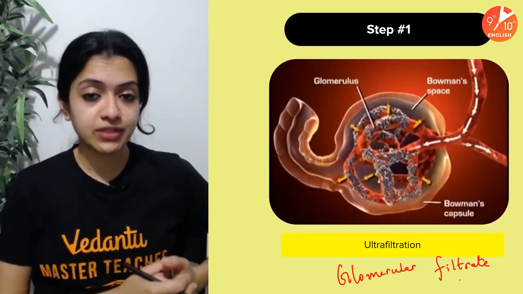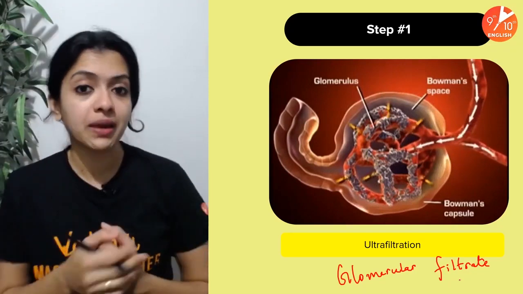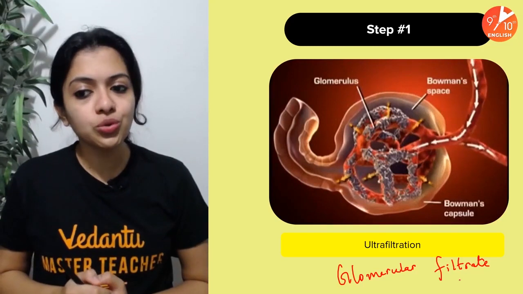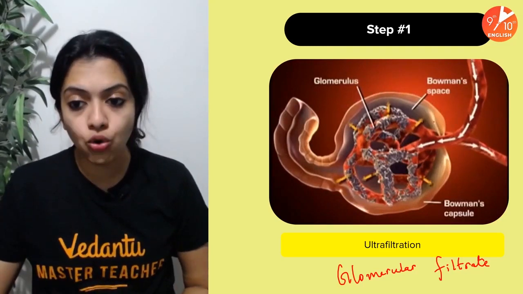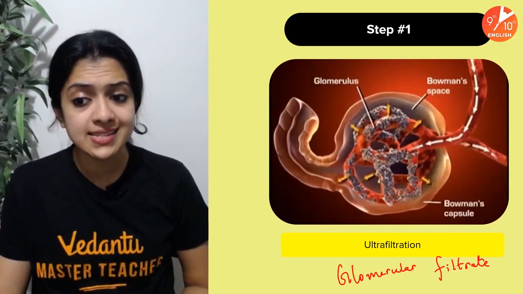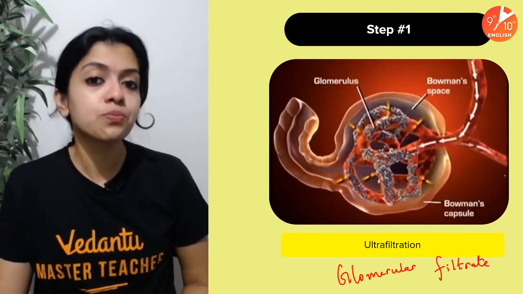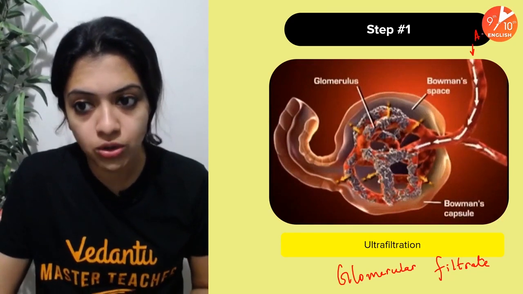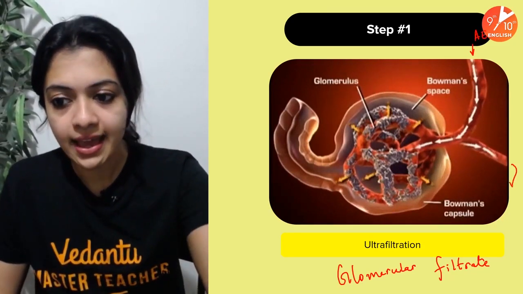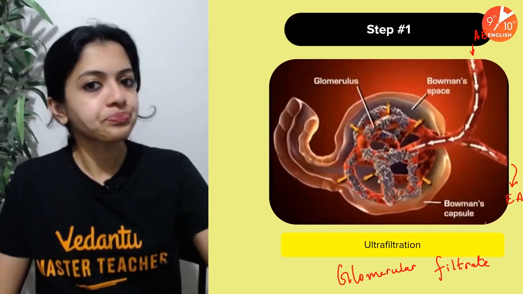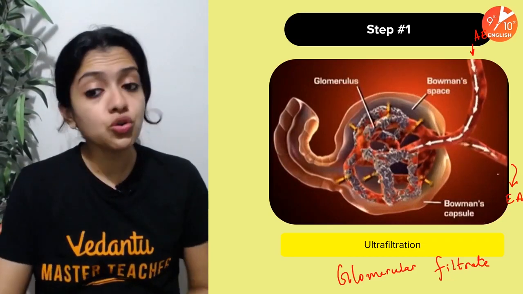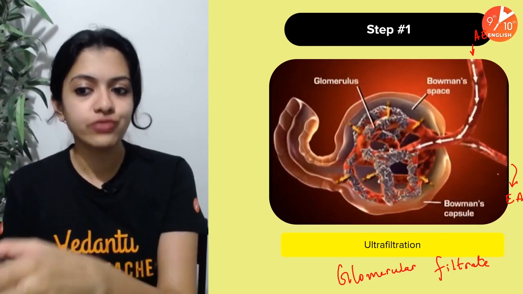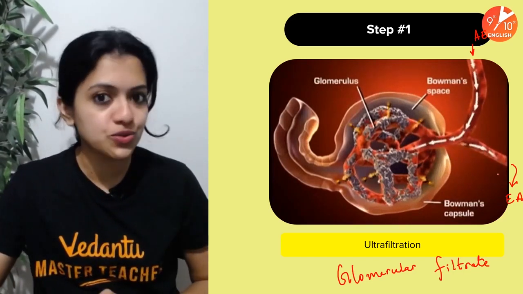What happens to the rest of them? The larger particles which don't become a part of the glomerular filtrate leave the glomerulus through this tube here, the efferent arteriole, sorry. This is the afferent arteriole and this is the efferent arteriole. Do remember that the difference in diameter of afferent and efferent is also important for you to keep in mind.